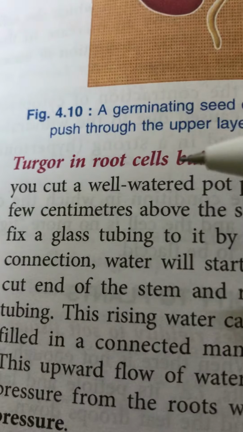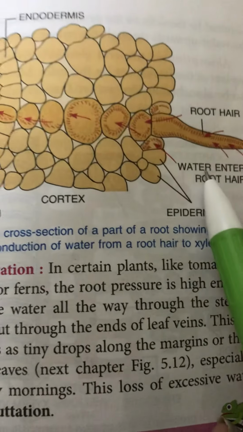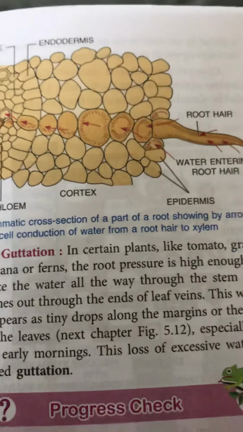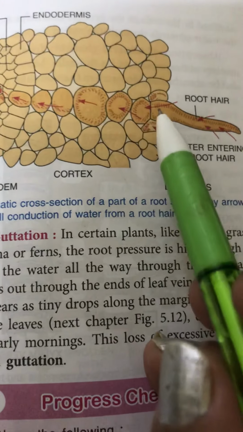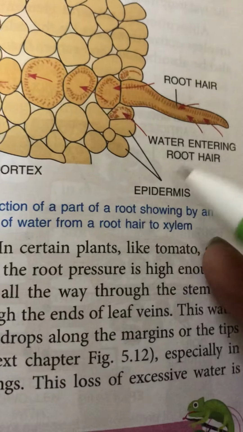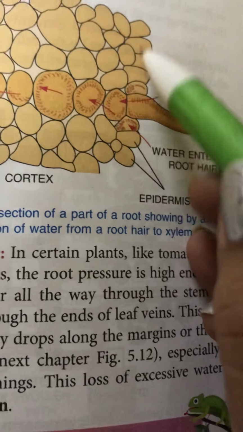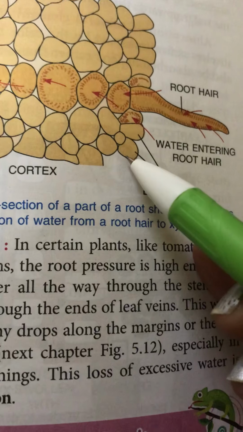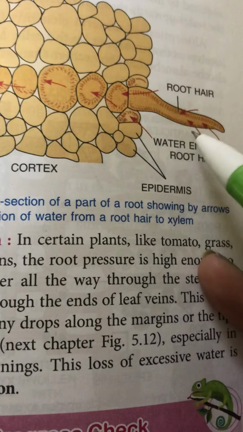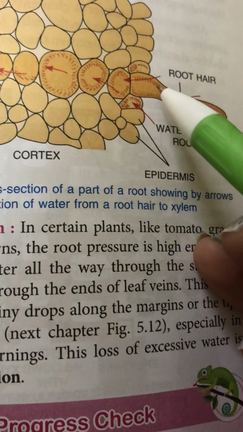Turgor pressure even develops in the root cells. Let's see how. In this diagram, we can see that water from the soil is entering into the root hair. As it moves from the outer layer, this layer can be labeled as the epidermis. It's labeled here. This is the root epidermis. This diagram often comes in the exam. From which a unicellular root hair is coming out, water is entering by osmosis.